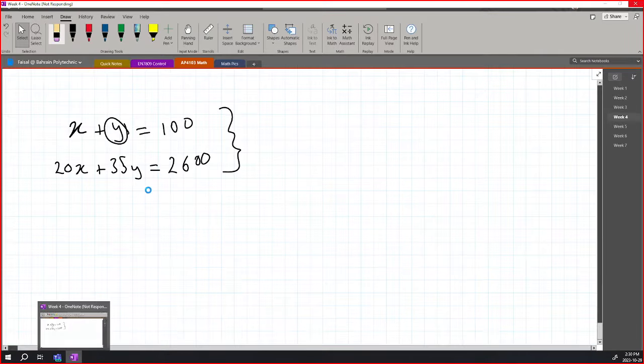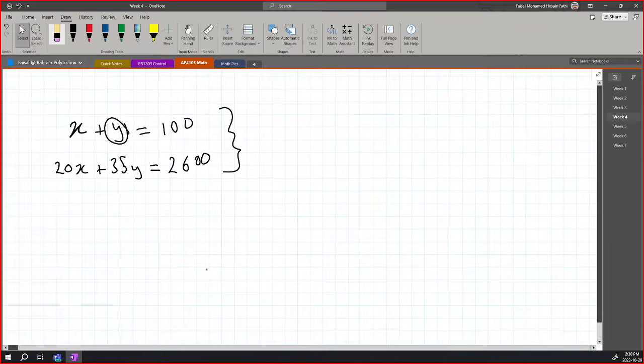Just give me 2 minutes. I want to see why OneNote is lagging so much for me. Just give me a few minutes so I can solve this issue.